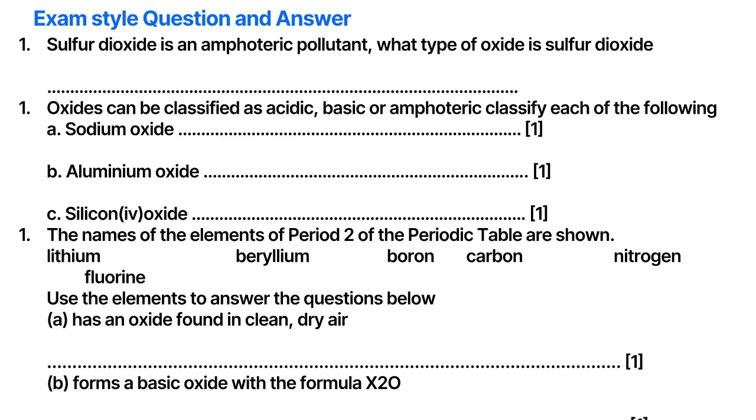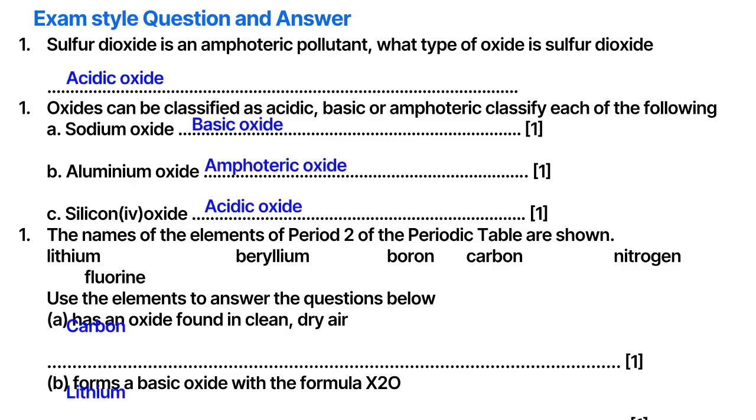Question 3 says, use the elements to answer the questions. State which element has an oxide found in clean, dry air and forms a basic oxide with the formula X2O. You can pause the video to give it a try. Here are the answers to the questions.